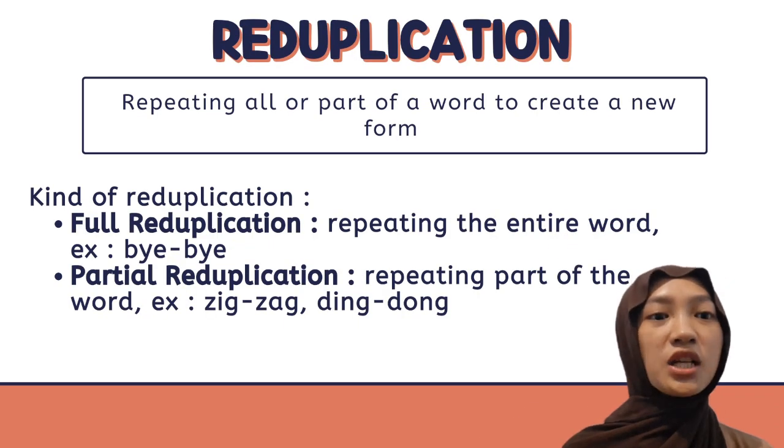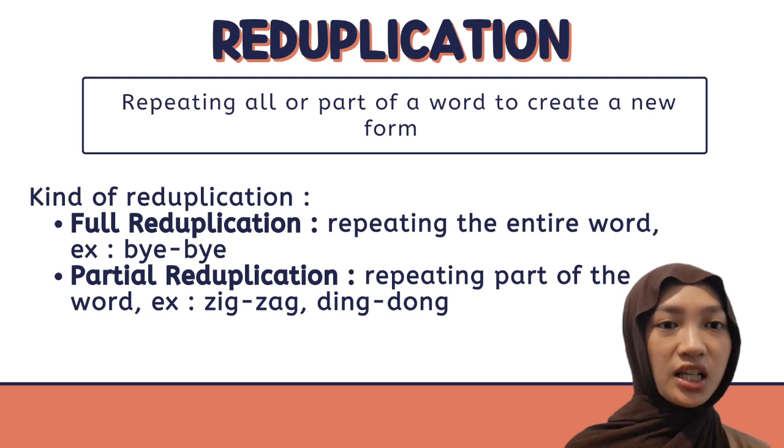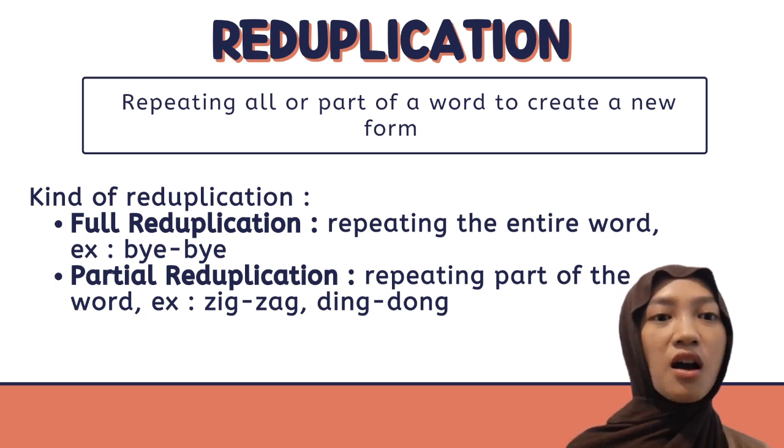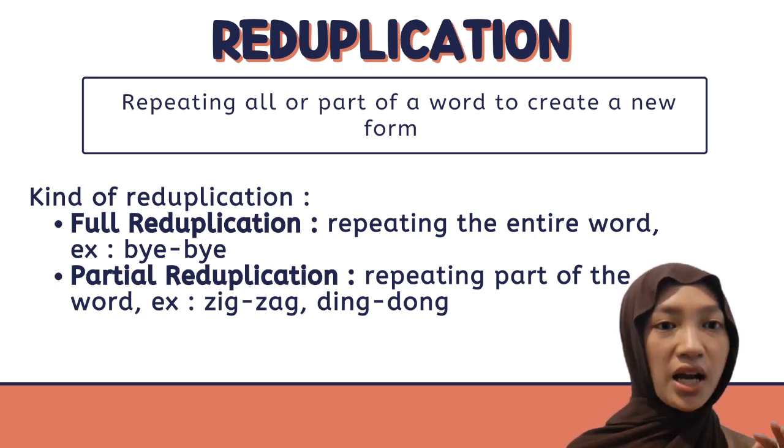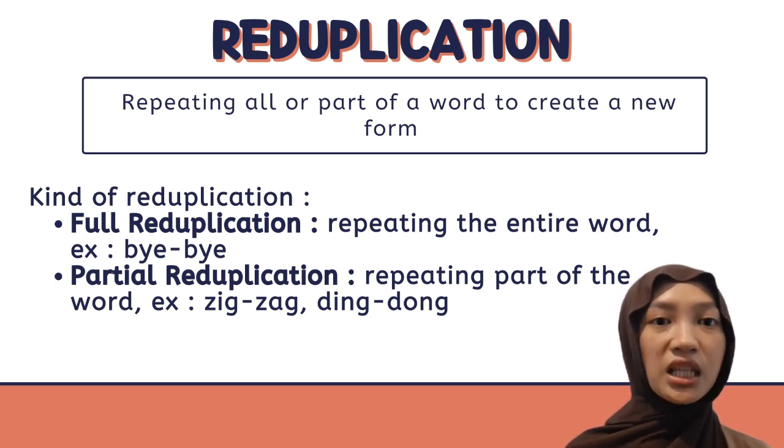Okay guys, the next one is reduplication. Reduplication is repeating all or part of a word to create a new form. The kinds of reduplication are full reduplication and also partial reduplication. Full reduplication is repeating the entire word. For example, like the word bye, we repeat bye-bye. And the next one is partial reduplication, is repeating part of the word. For example, like jig-jag or ding-dong.